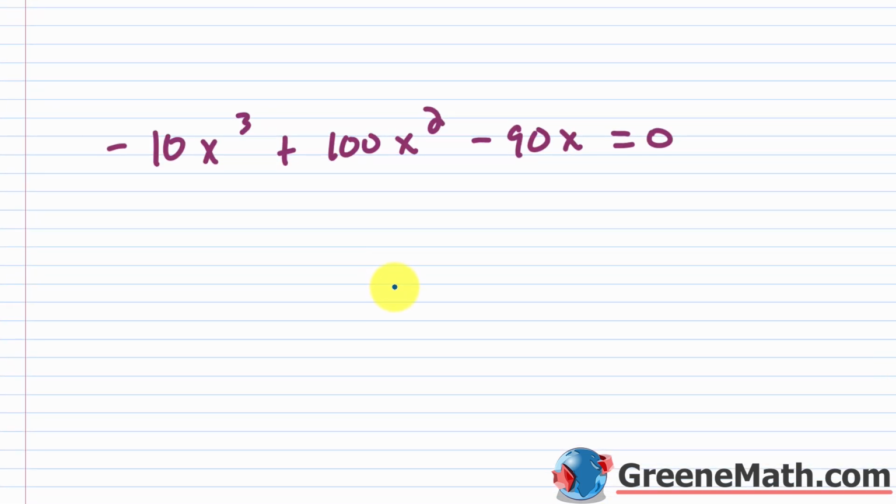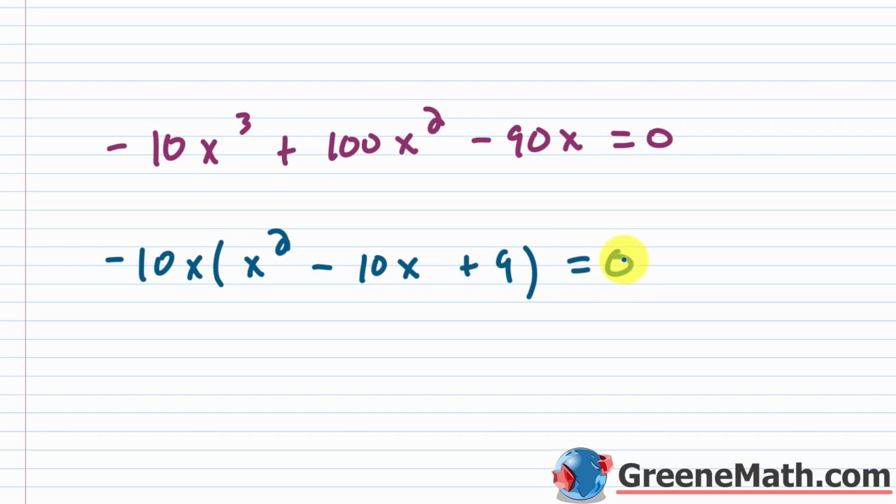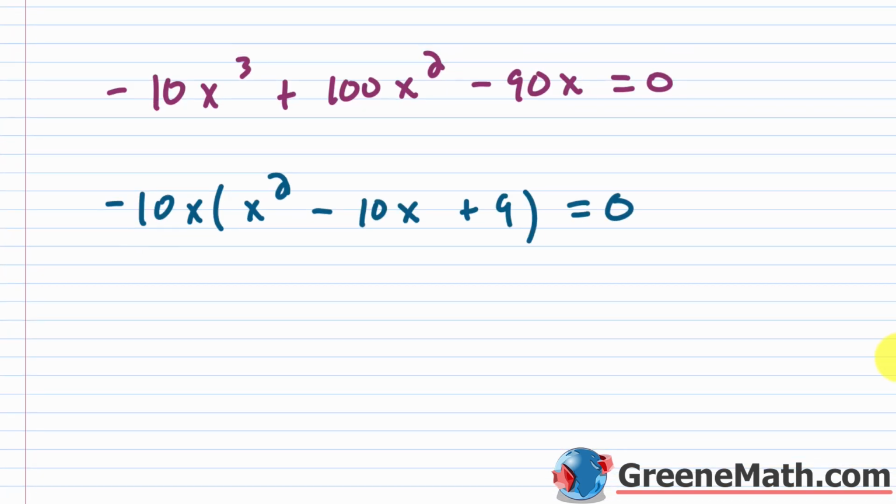So in this case, it looks like I'm going to pull out a negative 10x. So pull that out. Inside, you're going to have x squared minus 10x, then plus 9. Don't forget you're pulling out a negative, so that's going to change these signs. Instead of being negative, it's positive. Positive goes to negative, negative goes to positive. So let me set this equal to 0 here, and let me come down.